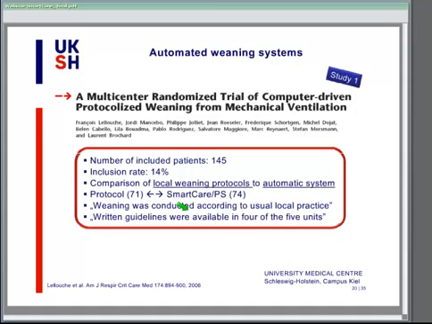And this study has some methodological limitations, and I displayed 2 things here. The first thing is that weaning was conducted according to usual local practice in the control groups, and only in 4 of the 5 units were written guidelines available. So the topic of this study was to compare SmartCare with the local daily clinical practice, but we have a relatively low number of patients in the control group, and thereby the control group may be a little bit confounded.